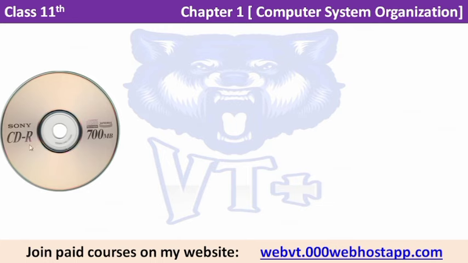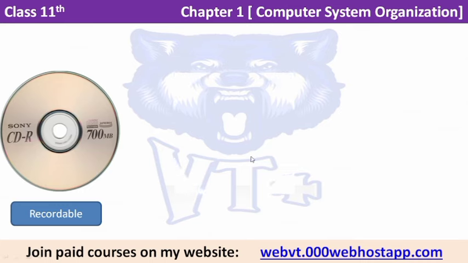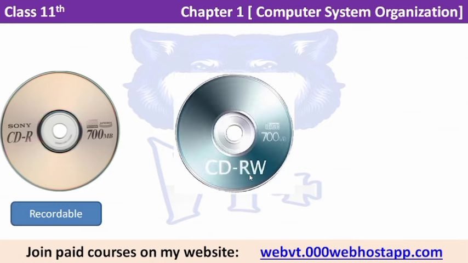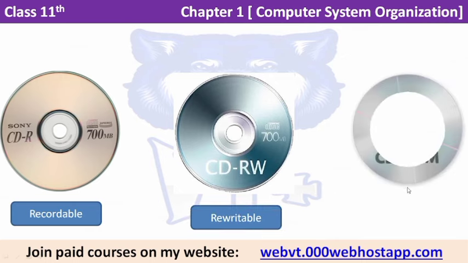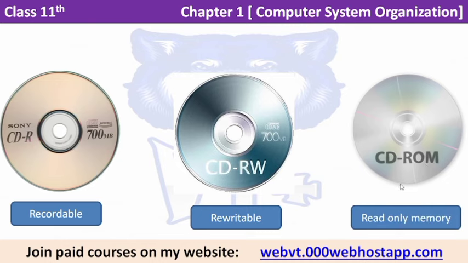R means recordable, and the second one is CDRW. RW means rewritable, and the third one is CD-ROM. ROM, you know the nature of ROM, read only memory. Here you can add data once, and after that you can't update your data. So these are the types of CD available in the market.